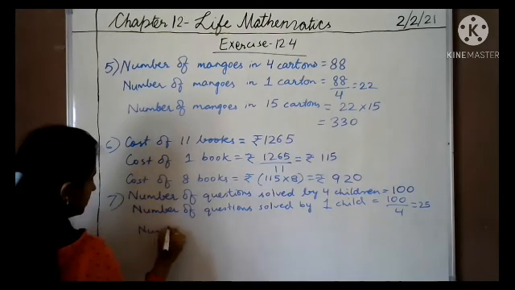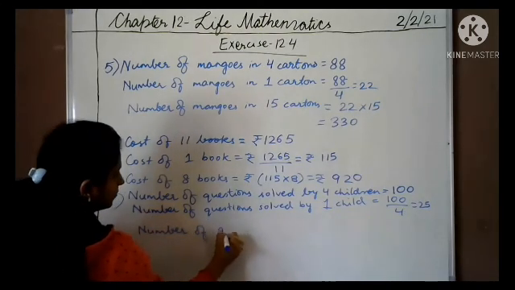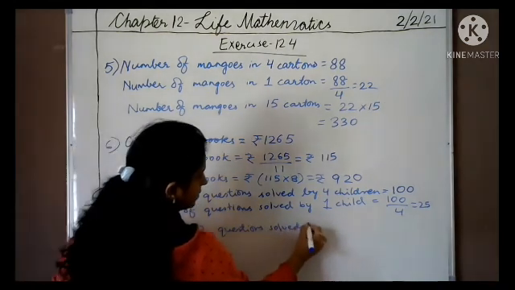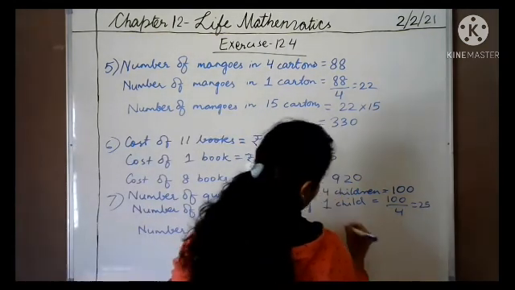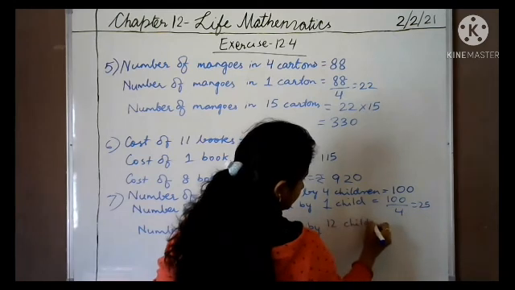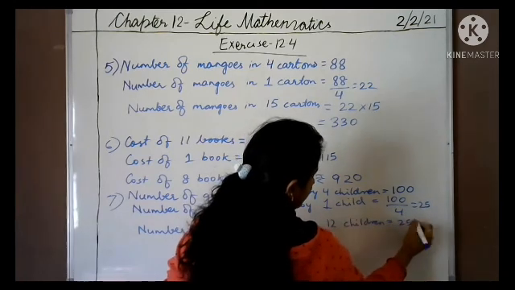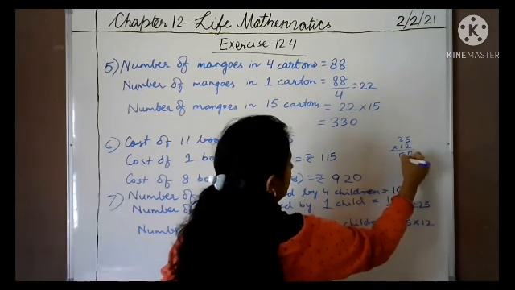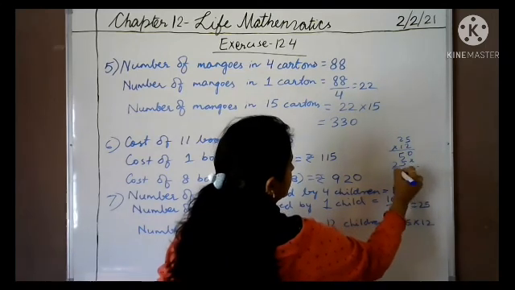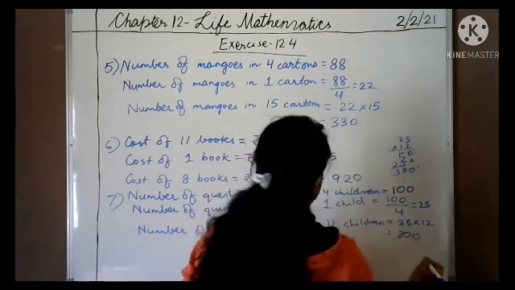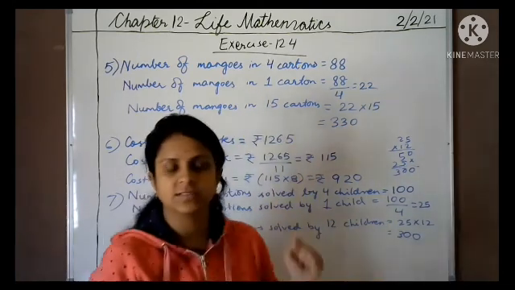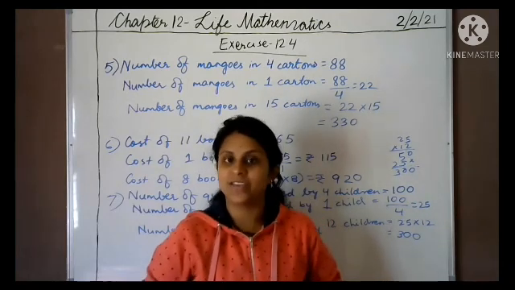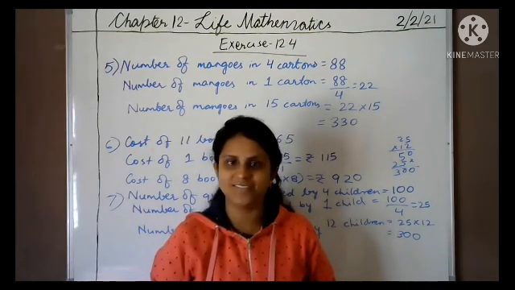Next, number of questions solved by 12 children is equal to 25 into 12. Okay. So 300. So 12 children solved 300 questions. So children, with this we have completed exercise 12.4 and we have also completed chapter number 12, Life Mathematics.